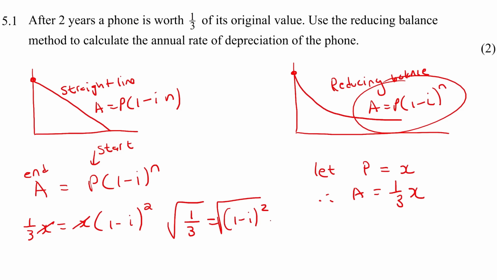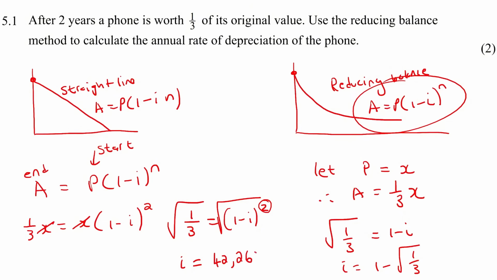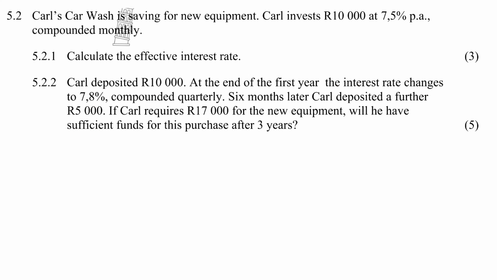So that square root gets rid of that 2, and you end up with 1 minus i equals the square root of 1/3. Then I'm going to take this i over to the left, and bring the square root of 1/3 to the right. Then I'm going to multiply whatever this answer is by 100 so that it goes back to a percentage. And what you should get is 42.26%.